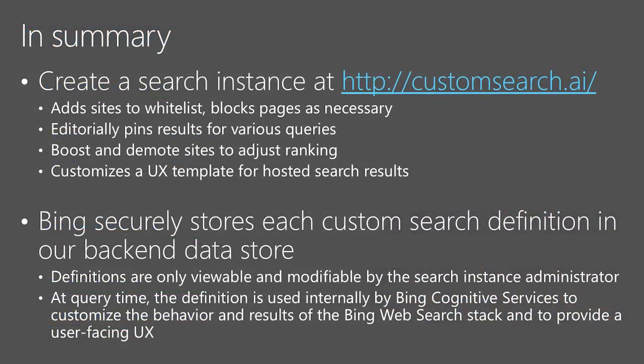In summary, you can create a search instance at customsearch.ai. You can add sites to whitelist. You can block pages as necessary. You can also editorially pin results for various queries using our pinning functionality. You have an option to demote or boost a site, and also you can adjust the ranking. You can customize a UX template for hosted search results.